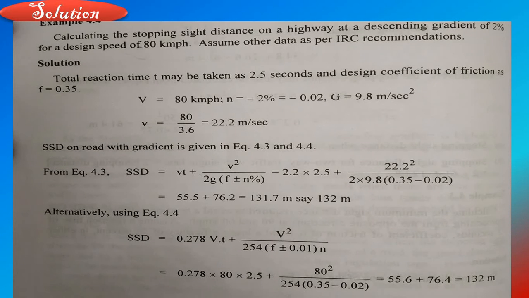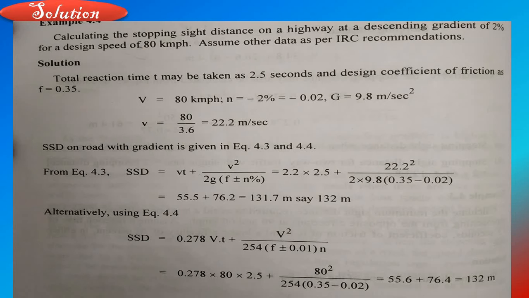Yeah, this is the solution. So we know the question is there. Here two gradients are there: one is ascending and the second one is descending. So here the descending gradient is given in the question, that is negative, the n percentage. Descending gradient is given, that is negative, so minus 2% is the n value. N is nothing but the gradient. And in some cases an ascending gradient is also there, that is positive 2%.